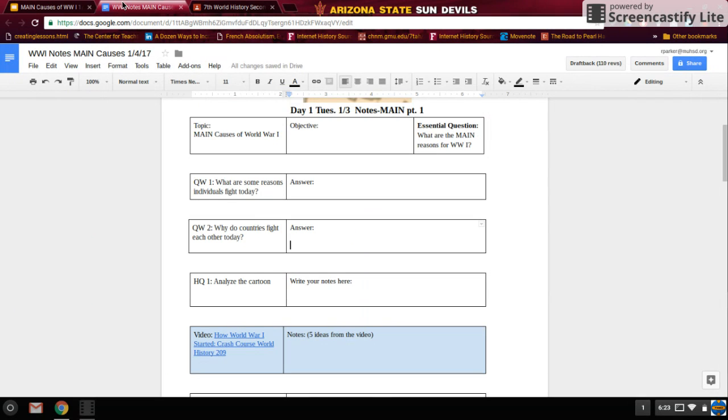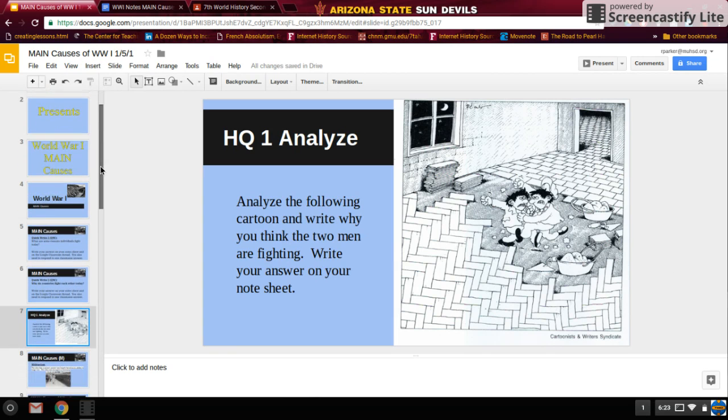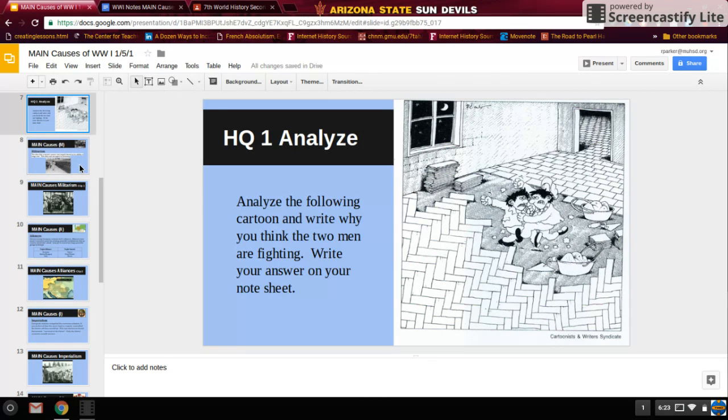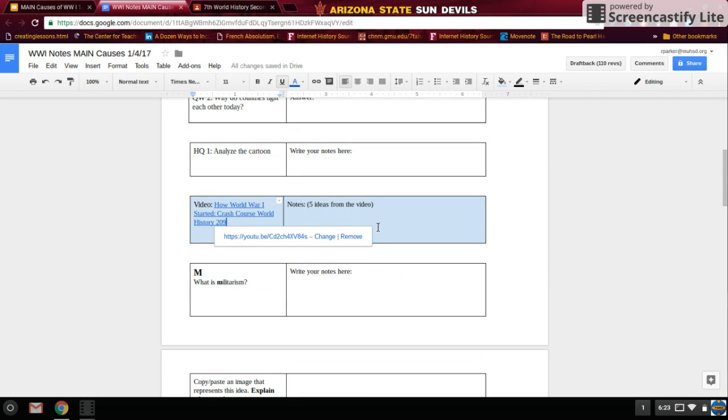Our third part of our notes today, I would like you to put your answer right here. And that would be to analyze this political cartoon about why these two guys are fighting. So why would you think these two guys are fighting? After you get that answered, you will move on to the next part of your video notes, and that will be to watch the crash course on how World War I started. And please make sure, like as it says here, that you take 5 notes on that. Okay?